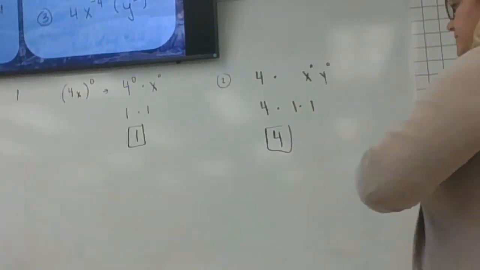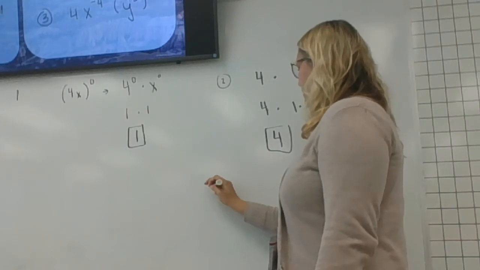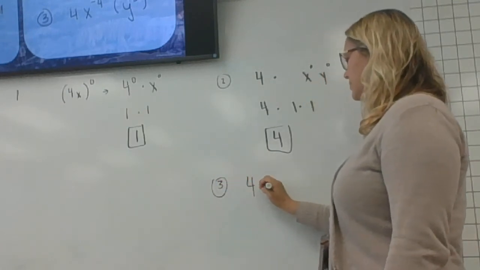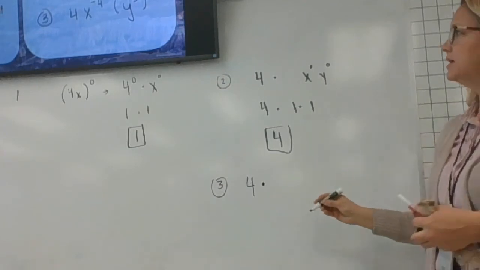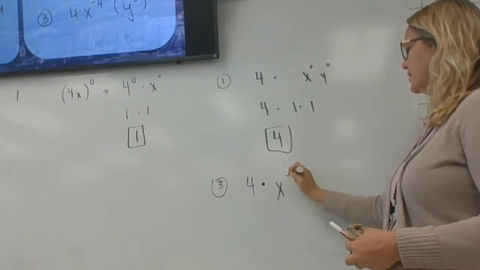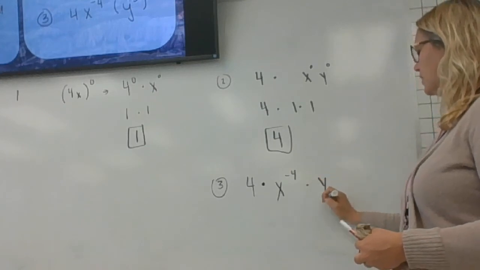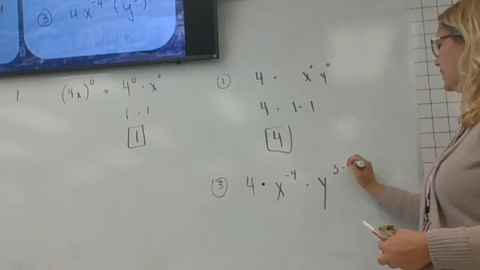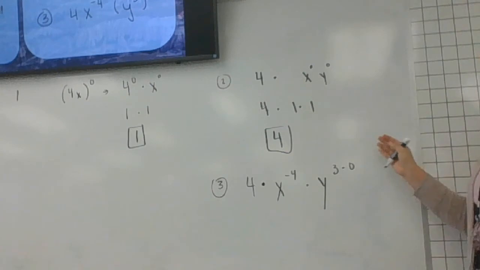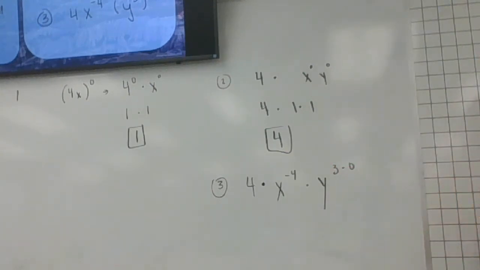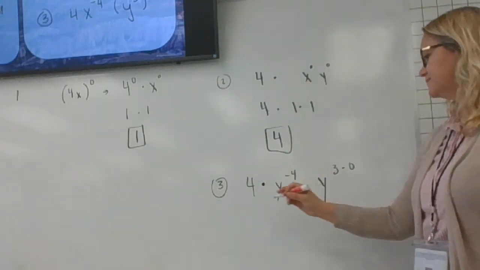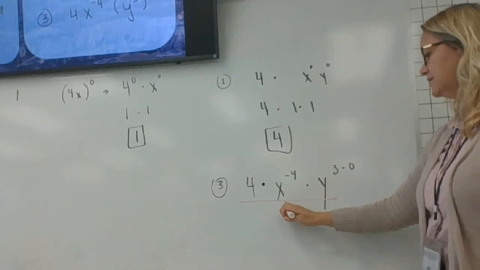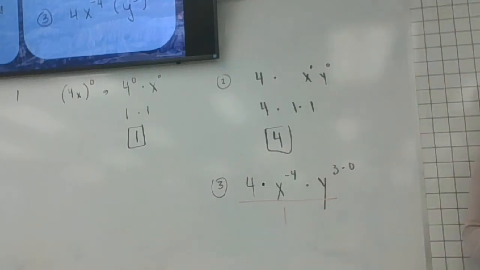Okay, number 3. 4 out front. I'm going to put a dot in because it helps me see every part of the problem. X with a negative exponent, y, and we have y to the 3rd, and the zeros on the outside we multiply. An exponent raised to another exponent. So even though the problem doesn't show this, if I wanted to see it as a fraction, I would put the whole thing over 1.